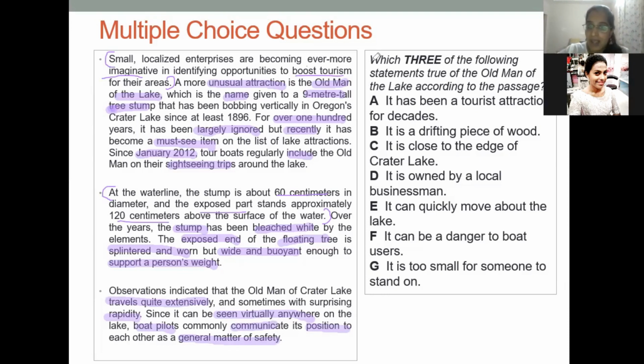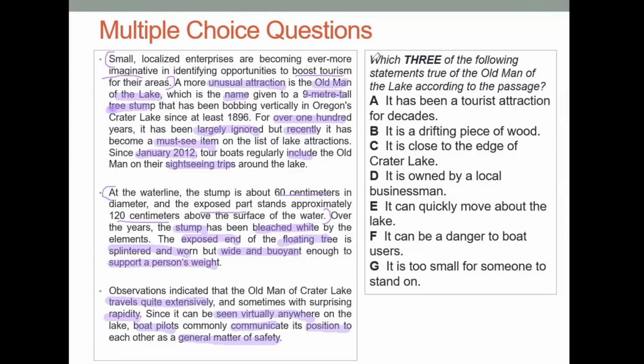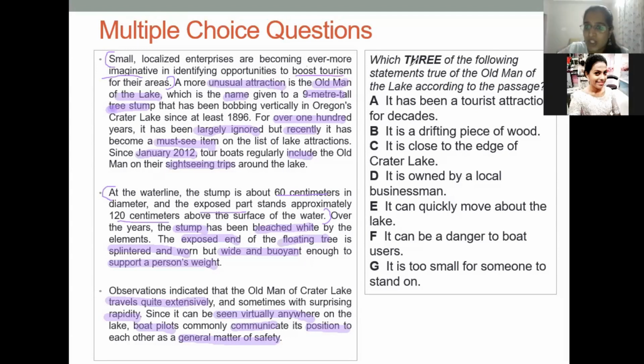Clear? Everybody, have you all understood the text? Thumbs up, please. Show me a show of hands so I know. Great. Okay, great. Now let us read the instruction. What does it say? Which 3 of the following statements are true of Old Man of the Lake? So we need to pick 3 statements which are true.